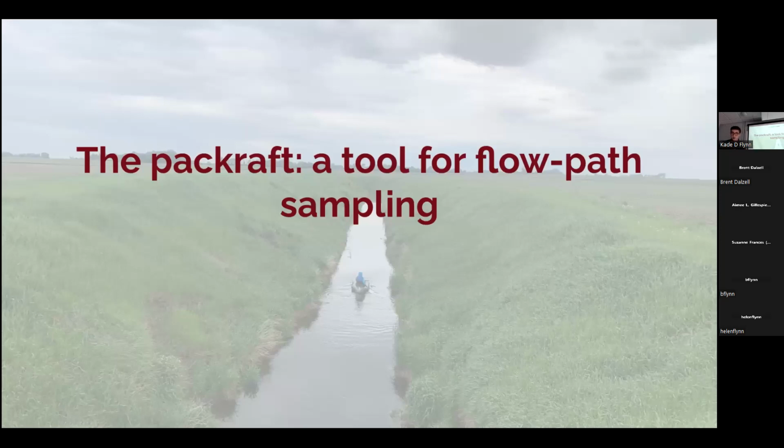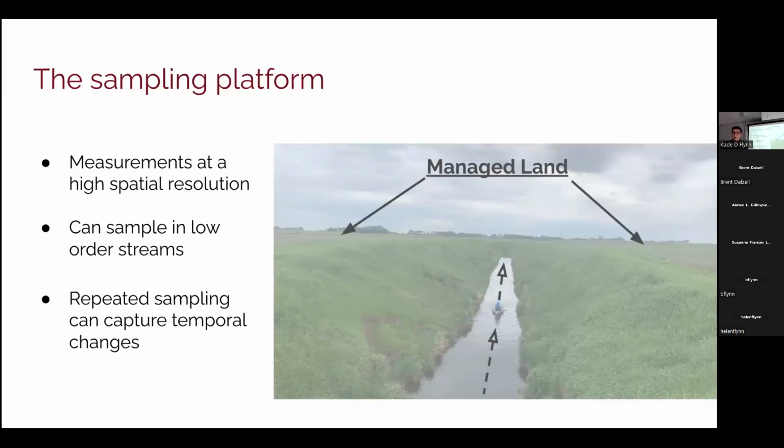The principle here is that by paddling this packraft within these headwater agricultural streams and measuring nutrient concentrations and other water quality parameters at this high spatial resolution, we can then connect those measurements to management practices on the surrounding landscape in order to evaluate the effect that what happens on the landscape has on what happens in the stream.